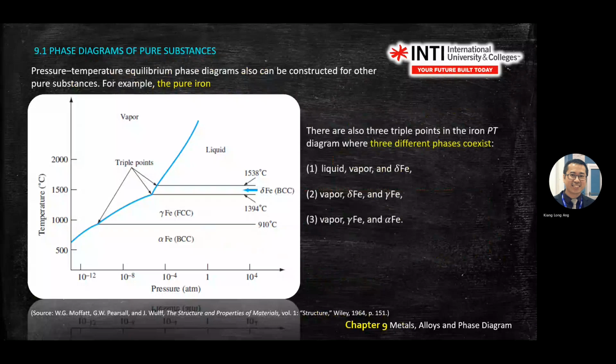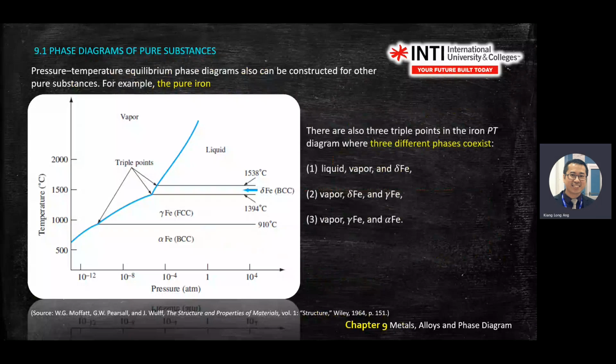There will be three different phases coexisting at triple points. So here, here, and here. If you stand at this point and look around, what do you have? You have vapor, you have liquid, and you have delta ferrum. This is the first point. Second point, if you stand here, what do you get? You get vapor, you get delta, and you get gamma. At this point, you don't have liquid. If you answer liquid, it means wrong answer.